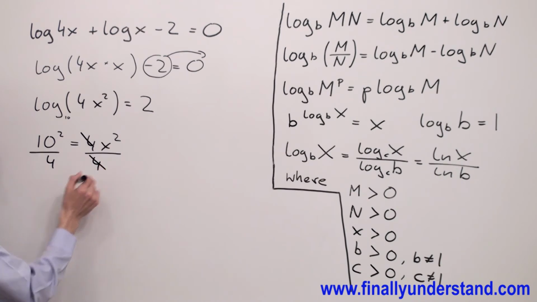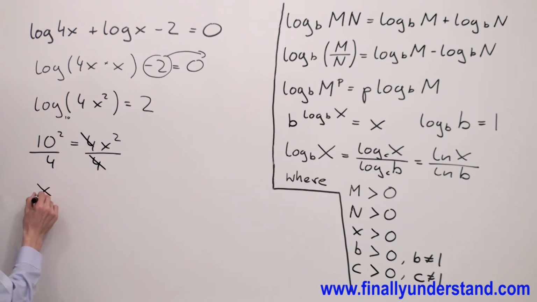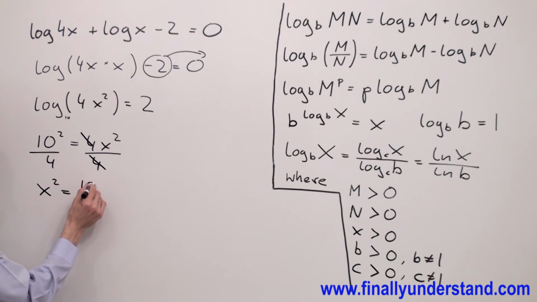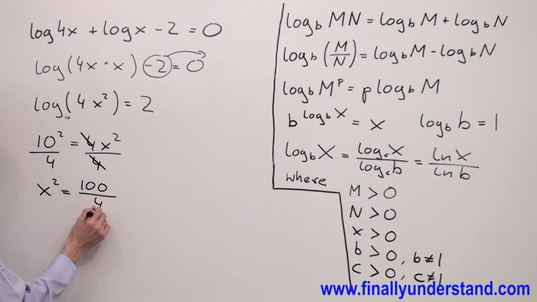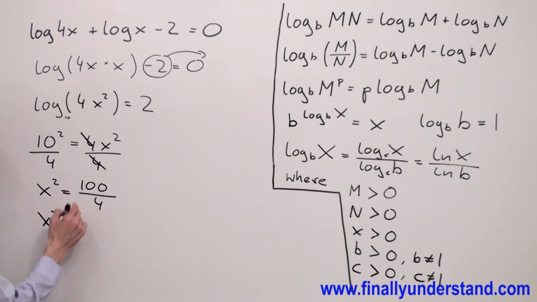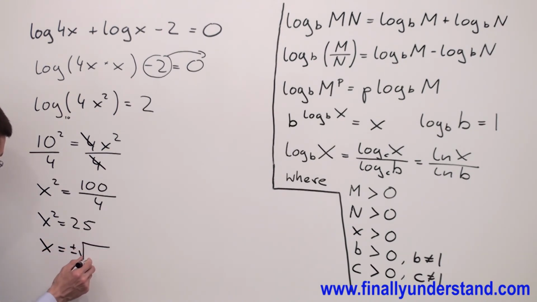4 and 4 will cancel out, and I'm going to have x squared equals 100 divided by 4. X squared is equal 100 divided by 4 is equal 25. I can rewrite this as x equals plus minus square root of 25. My x is equal plus minus 5. I got two answers, positive 5 and negative 5.